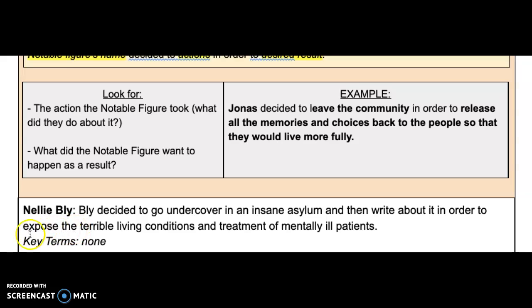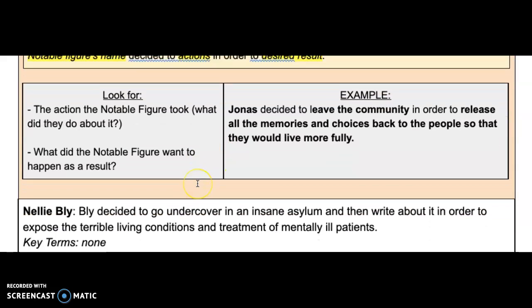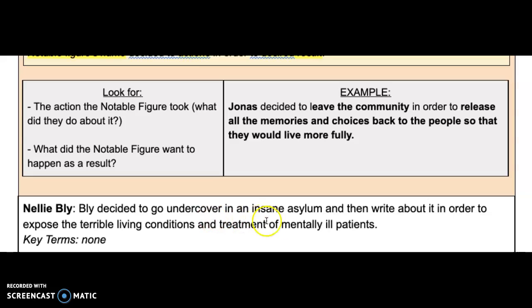Now, there were no key terms required for Nellie Bly for this section, but when you get to your mastery check, you need to look for any key terms to help you write a good response to this section. I'll double check that I got everything I needed. I have my notable figure's name, I have the actions, and the desired result. Also, there's nothing highlighted down here, so please do not leave any highlighted words in this section.